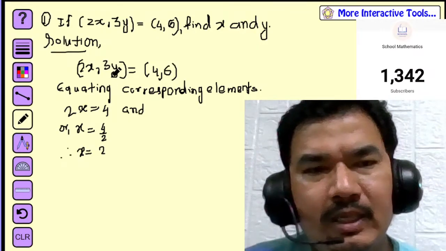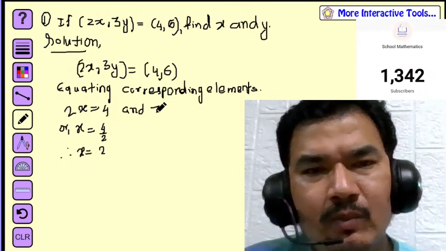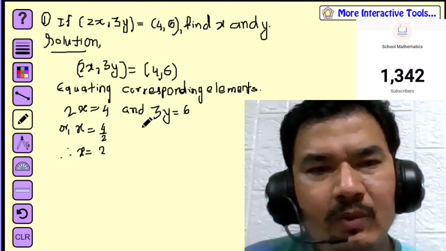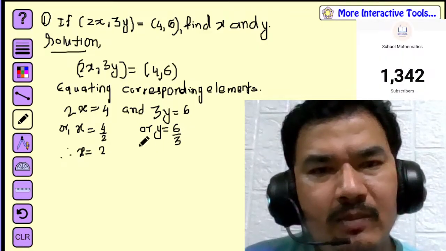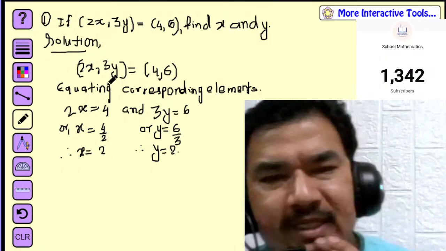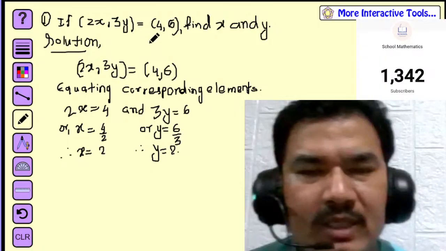Let's equate the second component. The second one is 3y, and 3y equals 6. Then y equals 6 divided by 3. Therefore, the value of y also came here 2. Like this we find the value of x and y if the two ordered pairs are given equal.